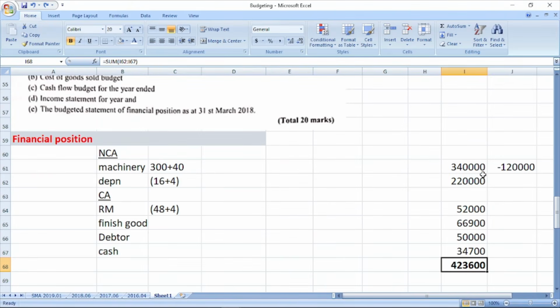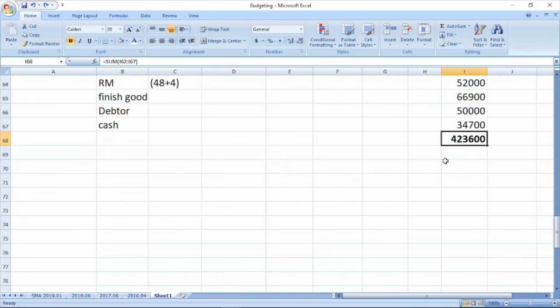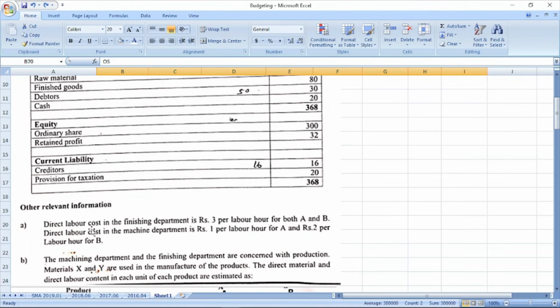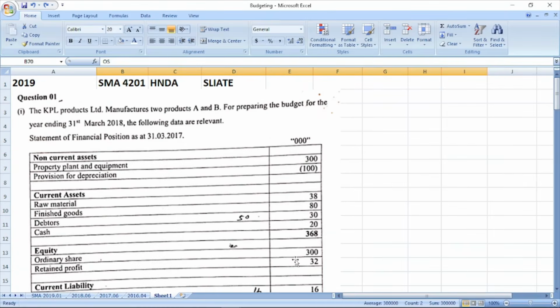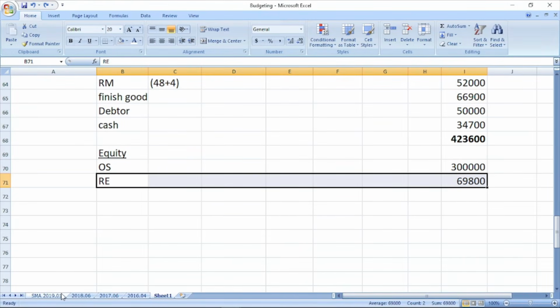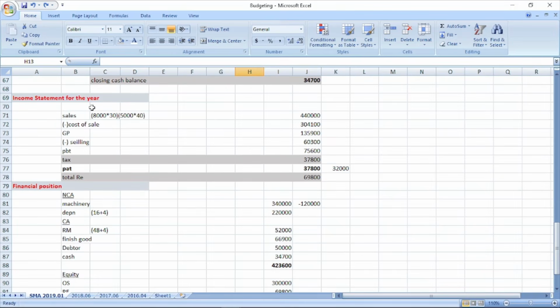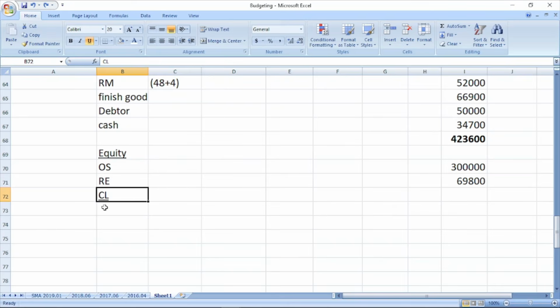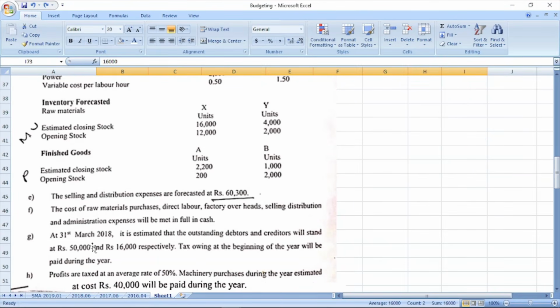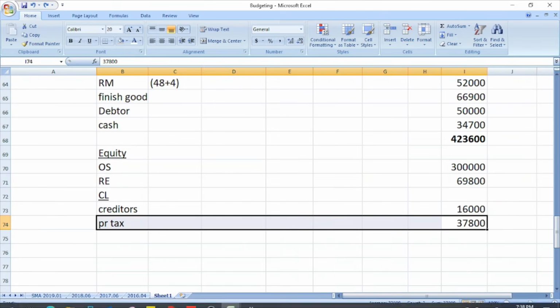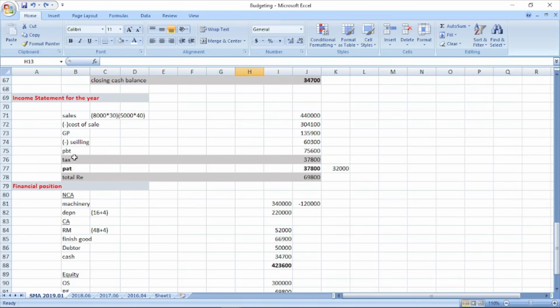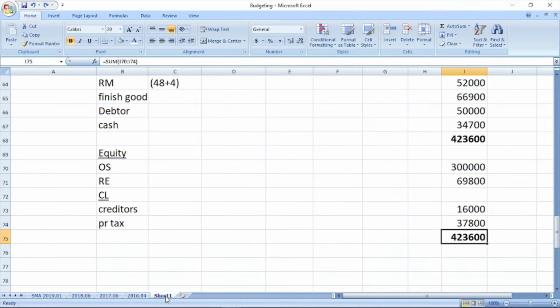And the total of non-current and current assets is 423,600. And equity, ordinary shares, it is 300,000. And retained earnings, we found in the income statement, it is 69,800. And then current liabilities, creditors 16,000, mentioned in information G. And taxation, we found tax, it is 50% of profit before tax, it is 37,800. And the total value is the same, 423,600.